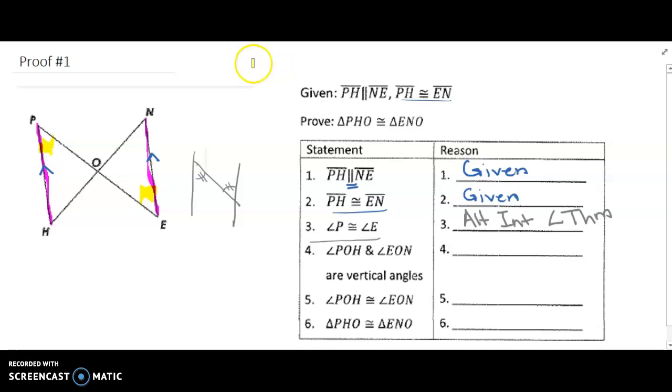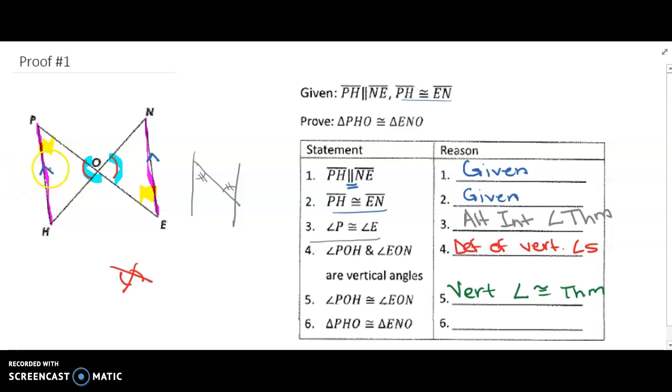Okay. Now it's telling me that angle POH and angle EON are vertical angles. Well, guys, we know that's true just by the definition of vertical angles, right? We know what vertical angles look like. When two lines are crossed, they're opposites. Well, that's this one and this one. And then we know that vertical angles are always congruent. So now that we know they're vertical, we can write that they're congruent by the vertical angle congruence theorem.